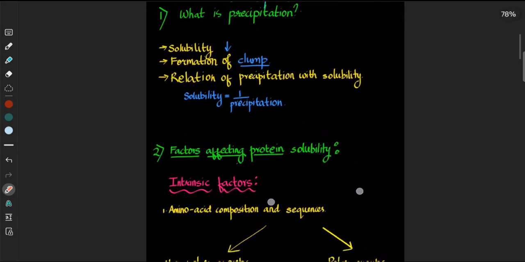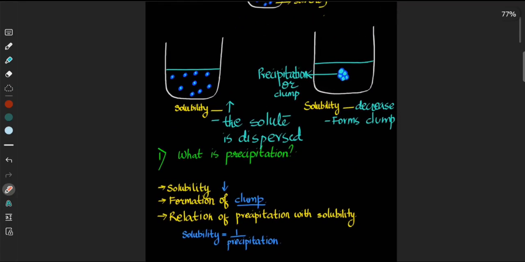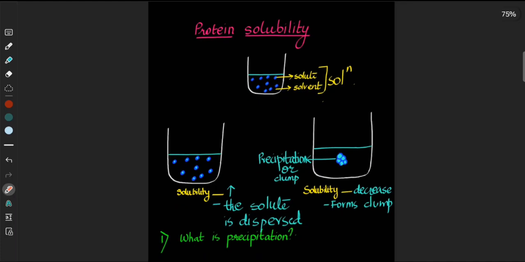And then we have what exactly is precipitation, how does precipitation form, and what exactly is the relation of precipitation with solubility. Then we know that whenever precipitation is formed, rather than making a bond with the solvent, the solute will start to bind with one another, aggregate with one another. That will lead to the clumping or precipitation. So this is all about protein solubility.